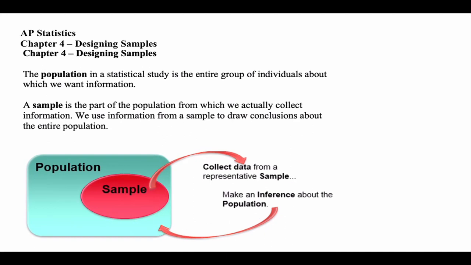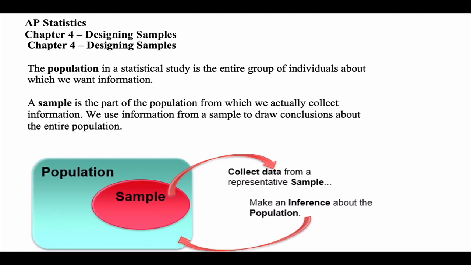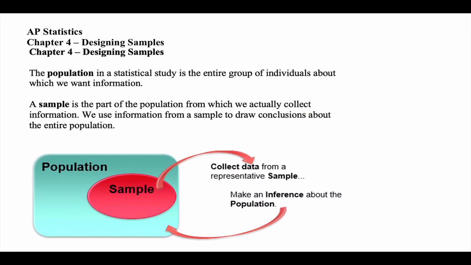What is a sample? Well, there are two types of things. There's a population and then there's a sample, okay? A population, what is a population? A population in a statistical study is the entire group about which we want to find information. So a population can be very small. This class, period six, AP Statistics, not very big, right? Or it can be very big. A population could be the citizens of Fresno, California, right? Could be very big, could be very small. It's just everybody on which we want to find information, okay?